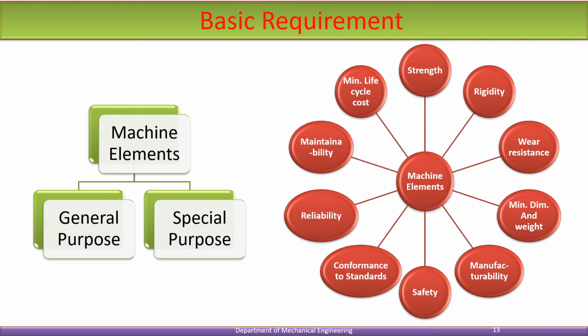And rolling elements like balls. Machine elements can be classified into two groups: general purpose and special purpose. General purpose machine elements include shafts, couplings, clutches, bearings, springs, gears, and the machine frames. Special purpose machine elements include pistons, valves, or spindles.